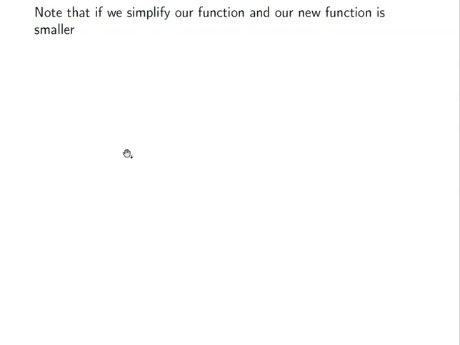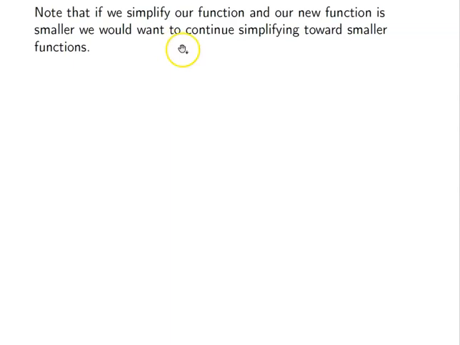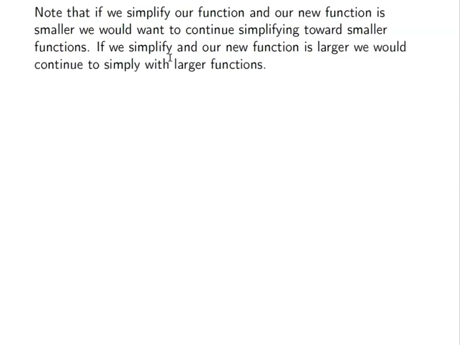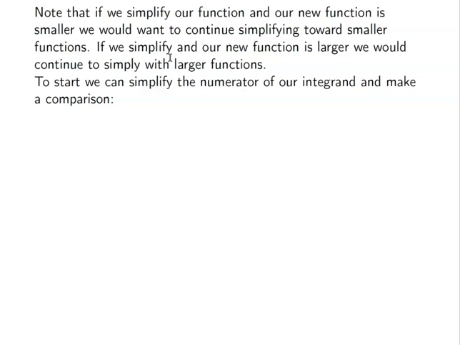If I'm looking for a function that's larger than it, I keep finding larger and larger functions. If I'm looking for something smaller than it, I want to keep finding smaller and smaller functions. Okay. So again, here we'll write that down. If we simplify our function and the new function that we found to simplify it is smaller, then we would want to continue simplifying towards smaller functions. Okay, and same is true for larger. If I'm trying to find something larger that converges, I keep going larger and larger every time I make a comparison. Okay, so you'll see what I mean as we do this.